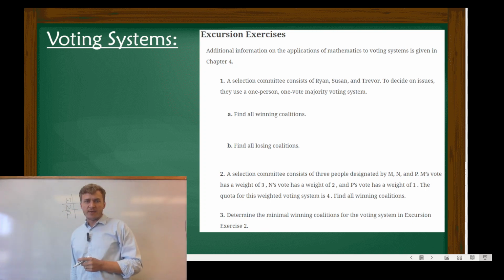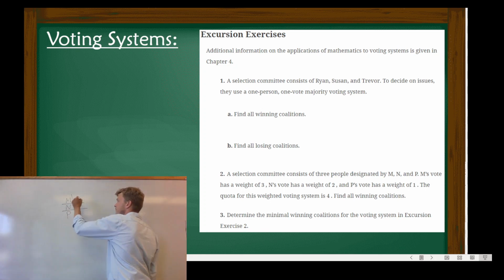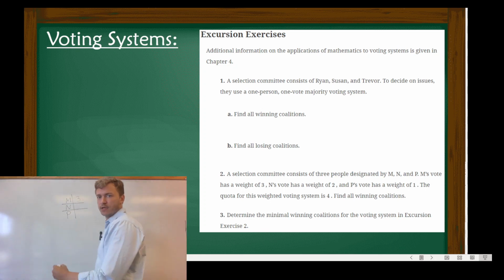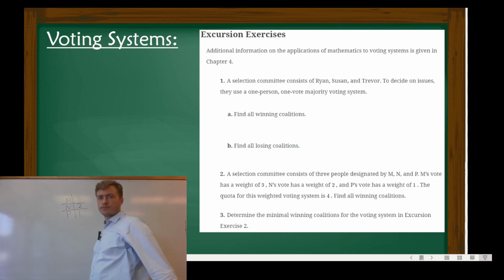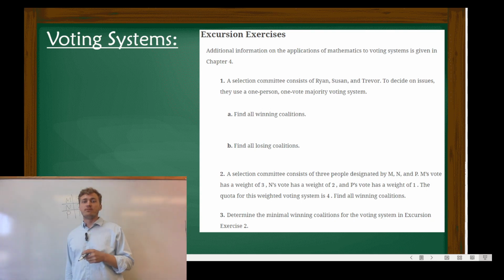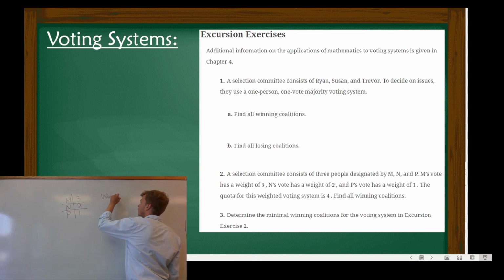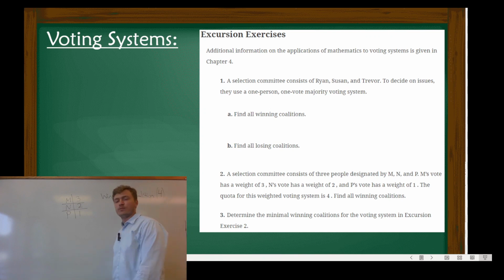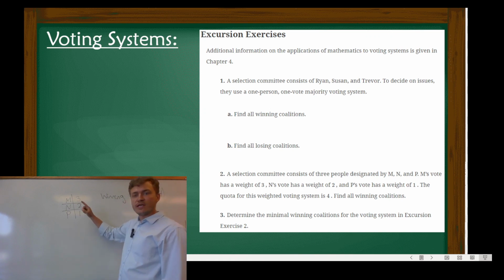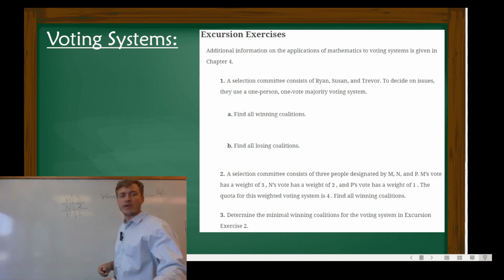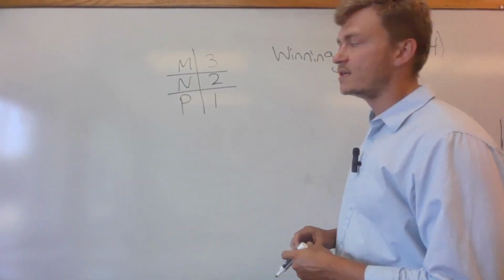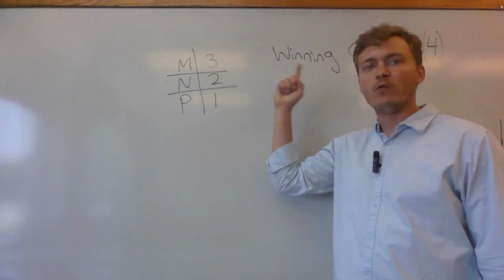So it says here, M's vote has a weight of 3. N's vote has a weight of 2, and P has a vote of 1. The quota for this weighted voting system is 4, right? You need 4 to win. So how can we do this? Well, can just any one person get it? That's our largest. But no, I'm gonna go ahead and go back to the full screen. Right, in this case here, a winning coalition can't just have one individual. We need 4, the largest is 3.